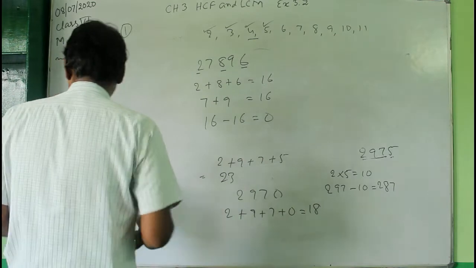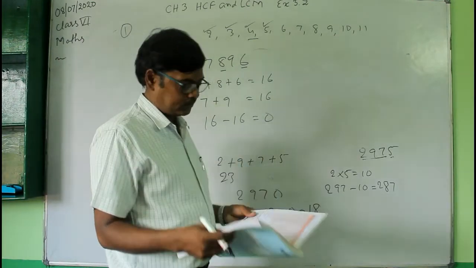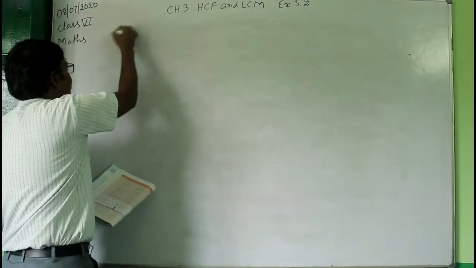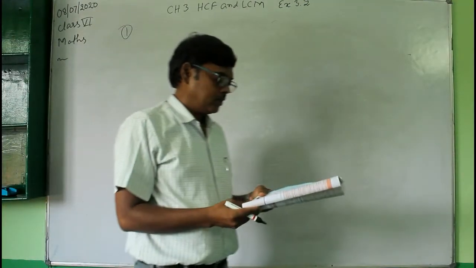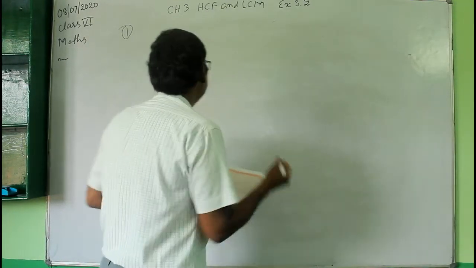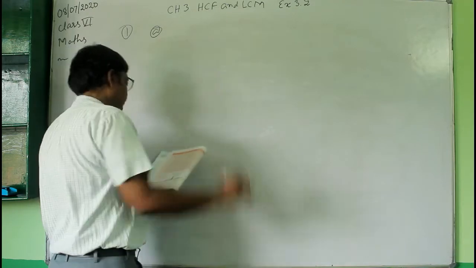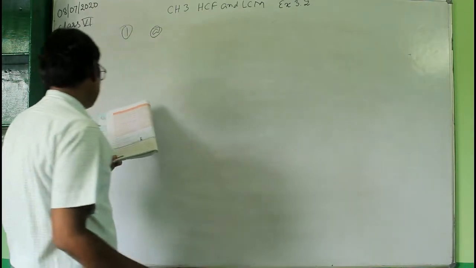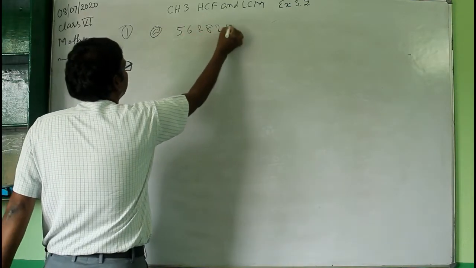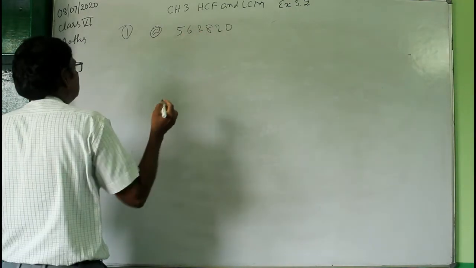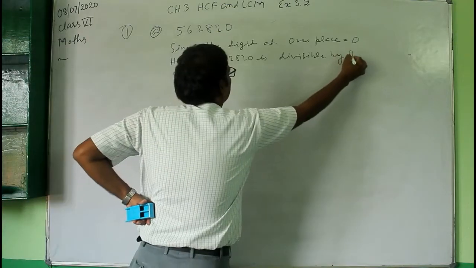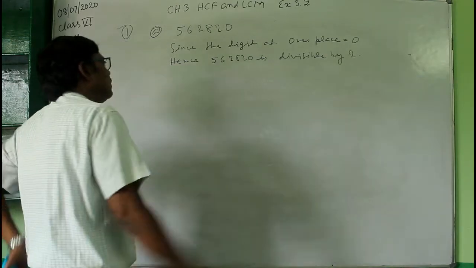Now we will solve some questions. Exercise 3.2, question number 1. Test the divisibility of the following numbers by 2. The first number is A. I will do only one question here. 562820. In this number, can you write whether it is divisible by 2? So this is the answer.